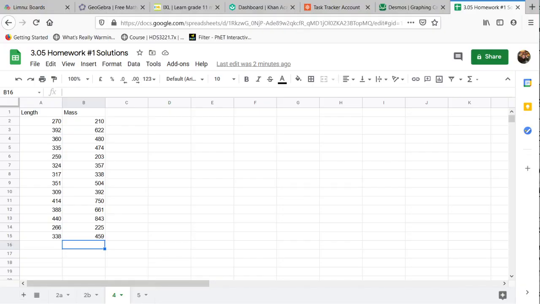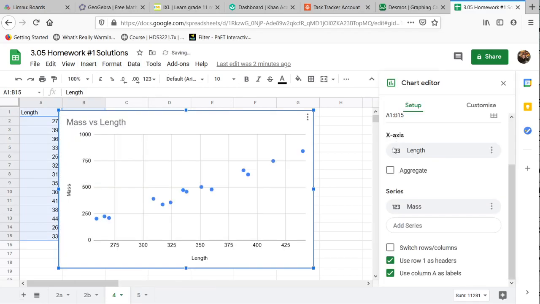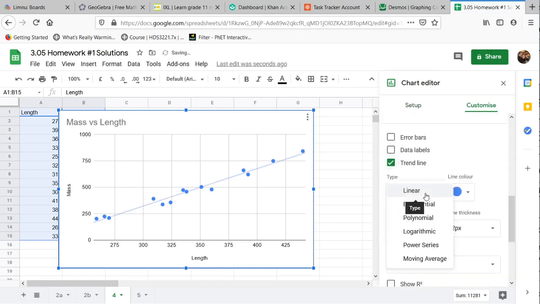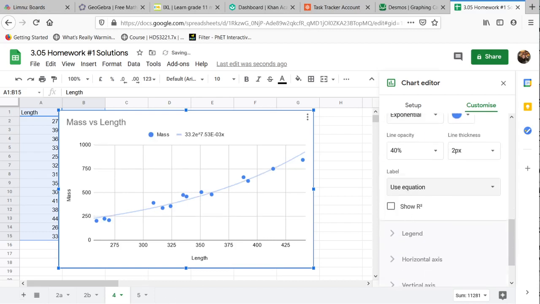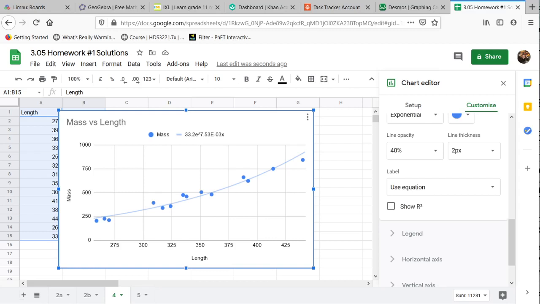So let us go back to our spreadsheet. So we are going to insert a chart. Now we are going to take our series, insert a trend line, which is exponential, and we're going to label it with the equation. So this alone is enough to answer parts A and B. We have made our scatter plot, and we've plotted the curve on the same grid as the actual numbers themselves.